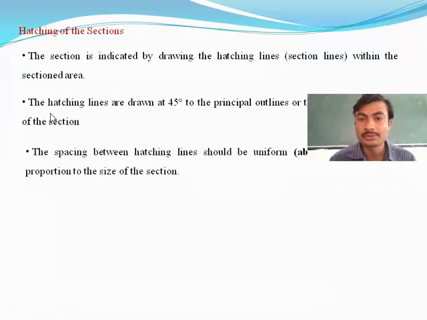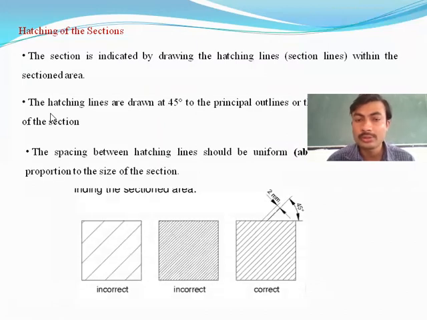So here you can observe three figures: figure A, figure B, figure C. Figure A is incorrect, figure B is also incorrect, but figure C is correct. I'm going to denote the wrong ones by the cross mark. Whatever cross mark you see on the sketch is wrong. Whatever right symbol you see is correct.